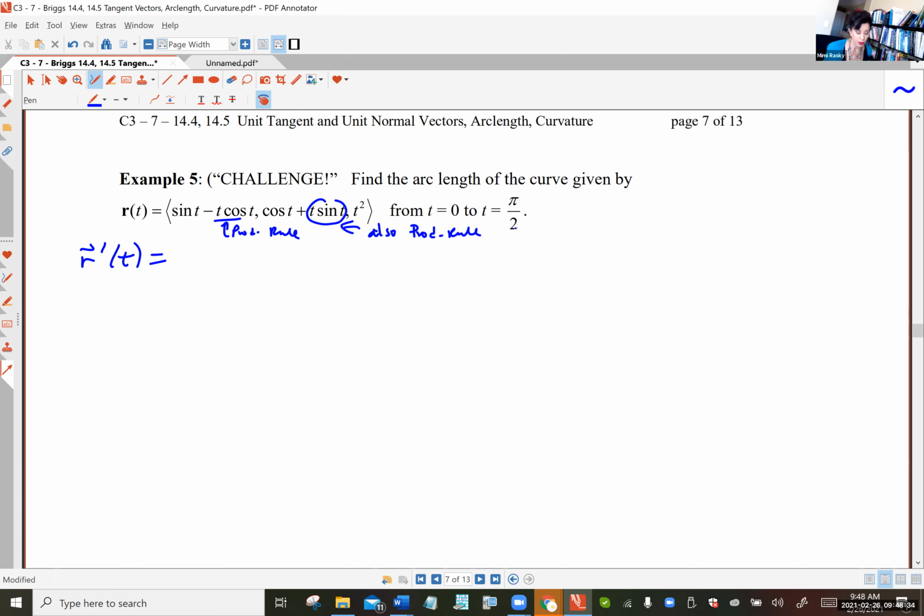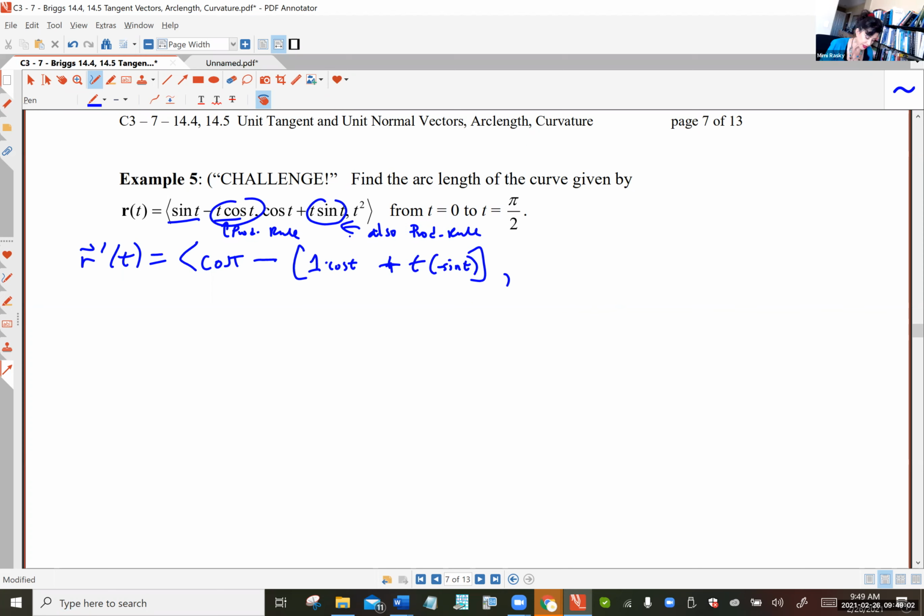I love the product rule, people. I'm into it. So the first component, you don't need the product rule on taking the derivative of sine. It's just cos. And I'm going to pull the negative out and then do the product rule on t cos t. So the derivative of t is 1 times cos plus t times the derivative of cos, but that's negative sine. And I'll clean that up a little bit later.